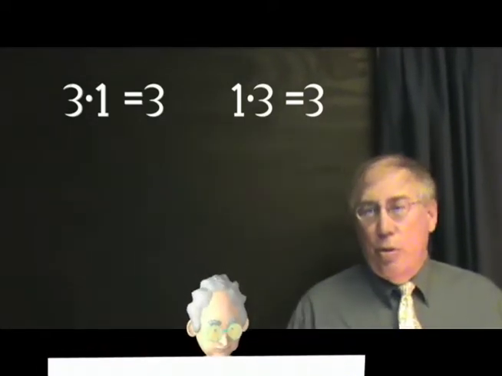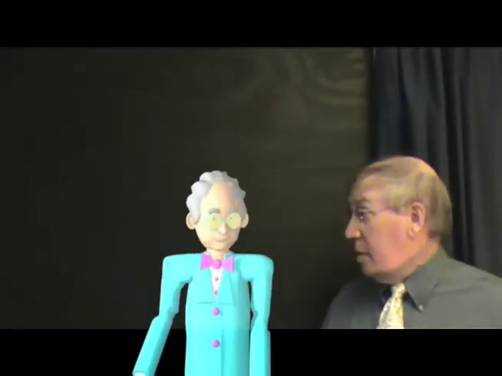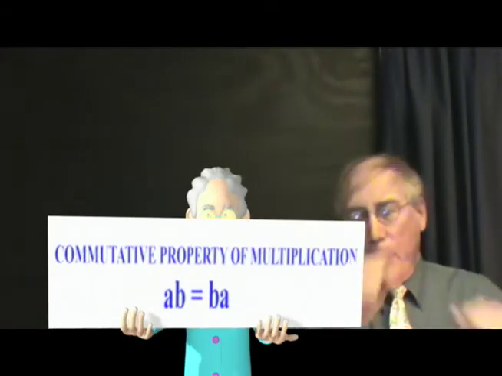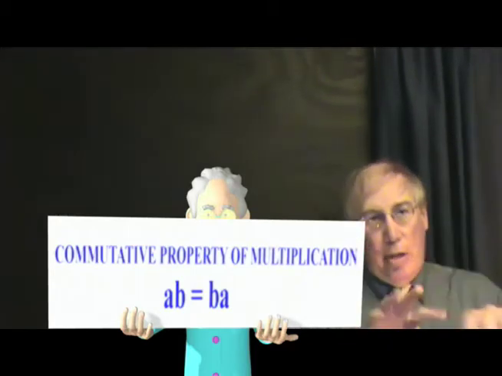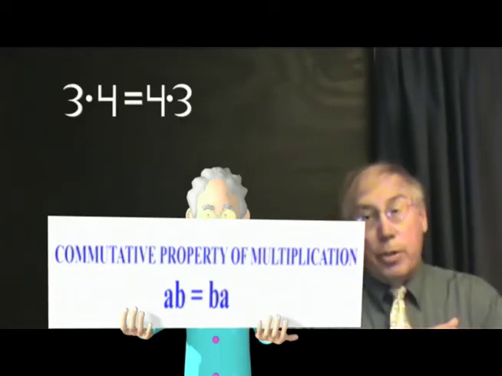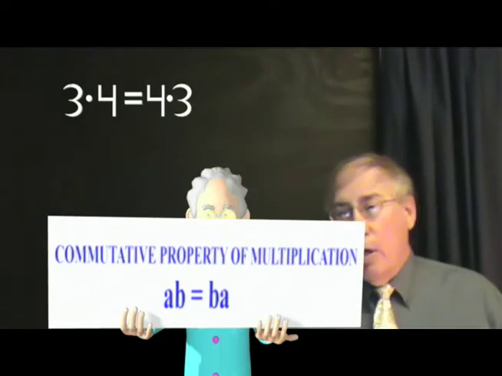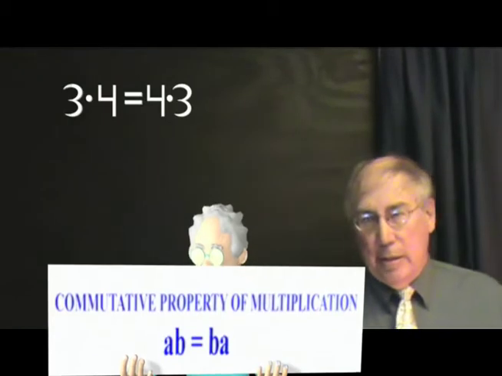Now let's get into ones that are maybe a little more difficult here. There's the professor. The commutative property of multiplication. That's a mouthful. Let's say we have two numbers, a and b. It's saying that you can multiply them together and then switch the numbers around and multiply them together and you get the same answer. So 3 times 4 equals 4 times 3. Both of them give you 12.